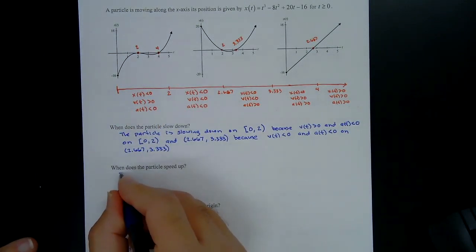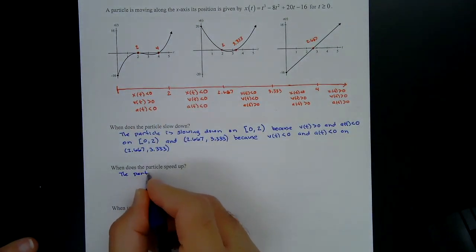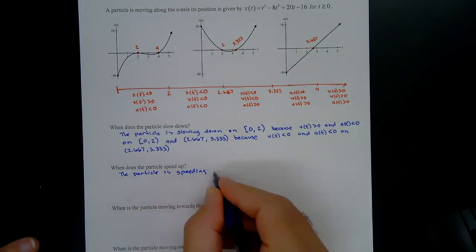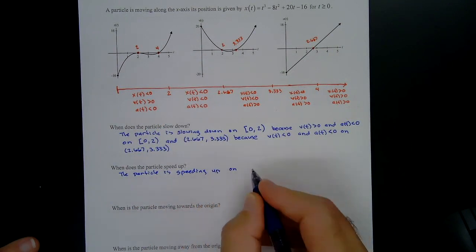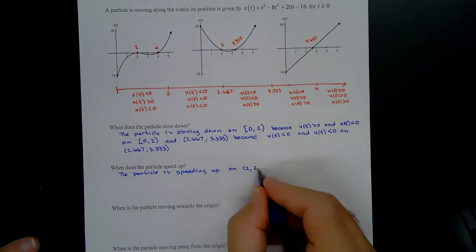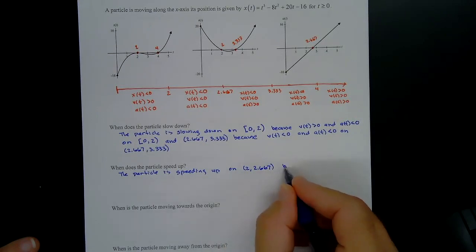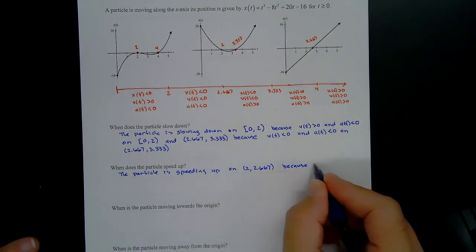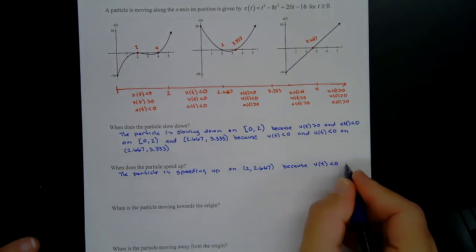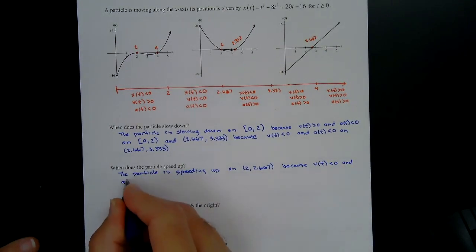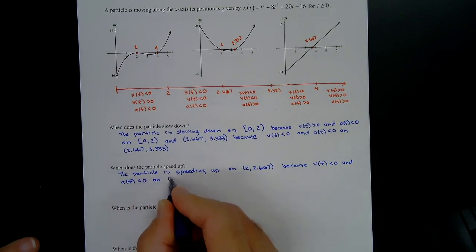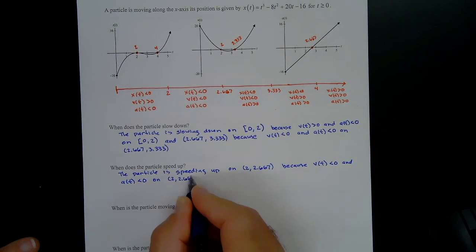So the particle is speeding up on the interval 2, not including 2, to 2.667, because on that interval, v of t is less than 0, and a of t is less than 0 on the interval 2 to 2.667.